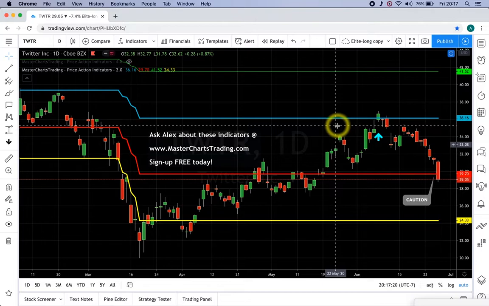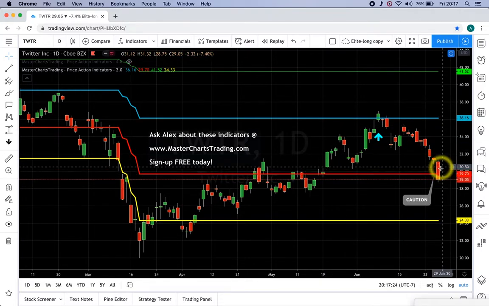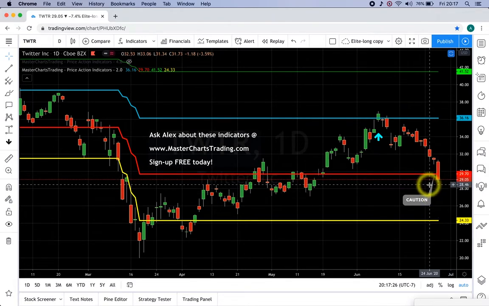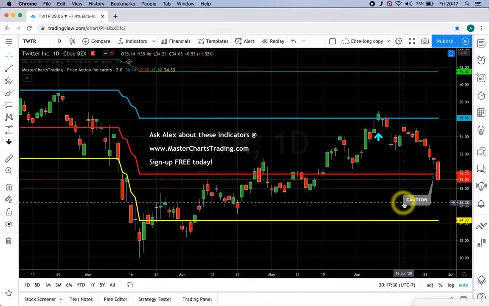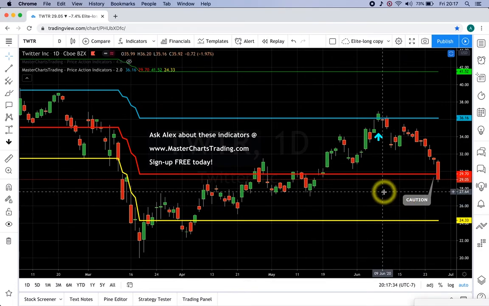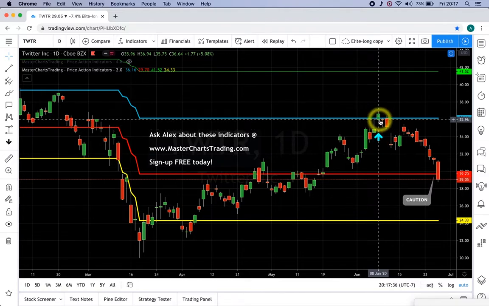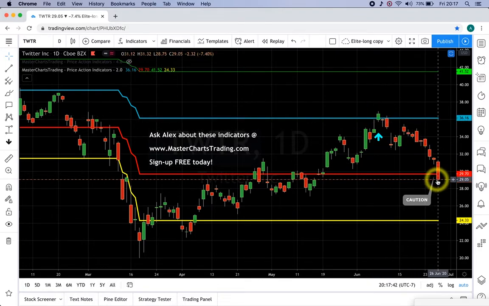So one of the stocks is Twitter. Twitter was under pressure today, a nice big drop, 7.4%. Notice where it dropped below the red line. So what does that mean? This means caution. Caution means if I had a position, and I actually did send an alert right there on the 8th of June, if you opened here, then I would be thinking, okay, so maybe I was wrong.